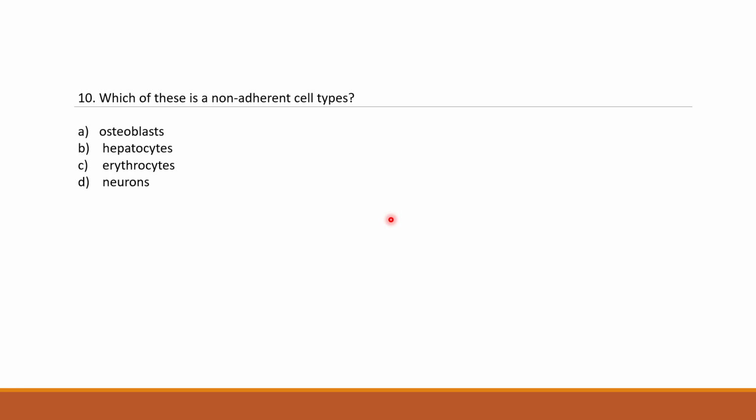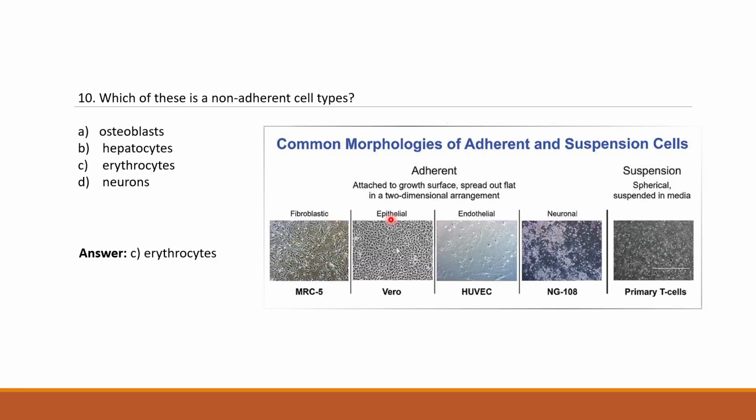Okay. So, which of these is a non-adherent cell type? Tell me which of these does not adhere. Bone cells, do they adhere? Hepatocytes are nothing but liver cells, do they adhere? Erythrocytes are RBCs, do they adhere? Neurons are brain cells, do they adhere? Okay, so the answer for this is erythrocytes. Erythrocytes are nothing but RBCs, so these are non-adherent cells. The others are all adherent.